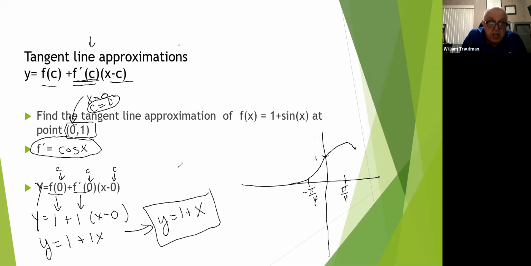The equation we just created, y equals x plus 1, or 1 plus x, is the tangent line when x is 0. If you look, the tangent line through that particular point looks like that. That's the equation for that line. That's what we just approximated, the equation of that line.